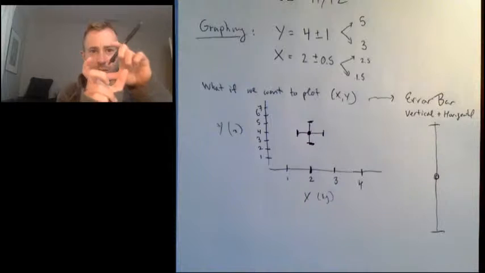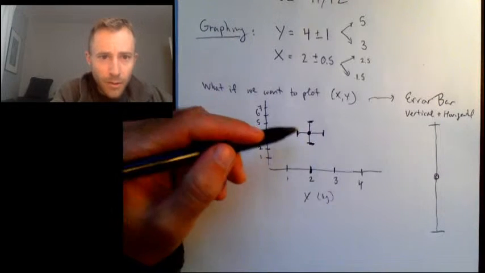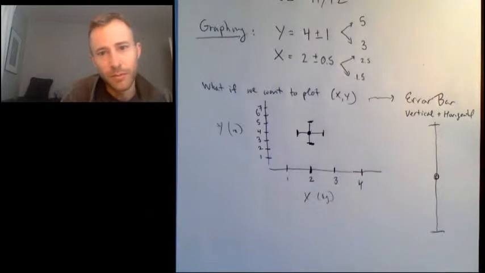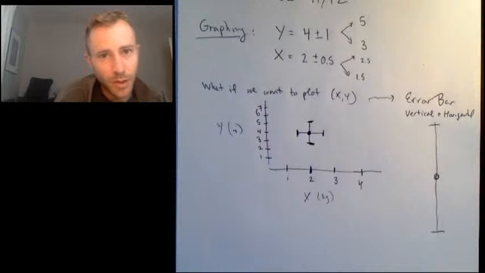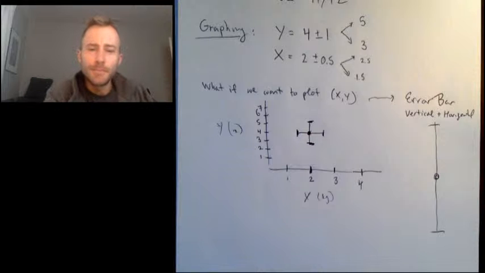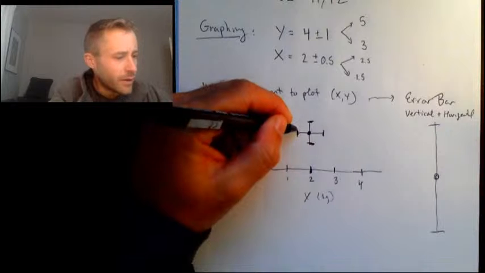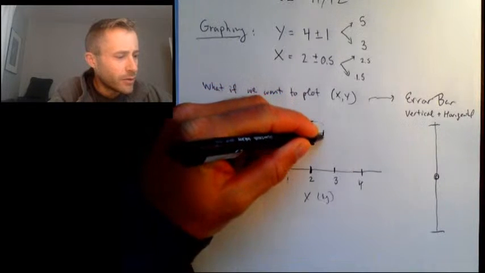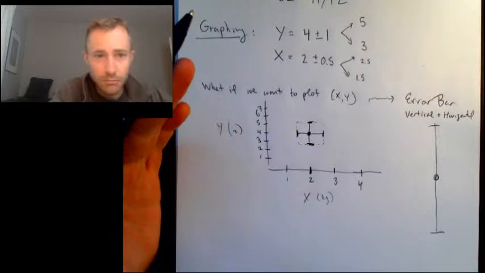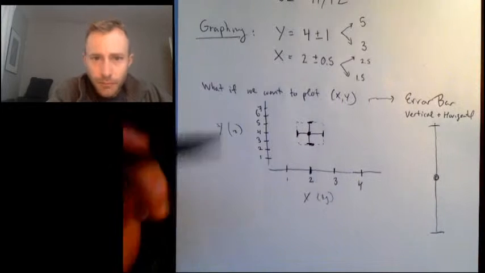So basically what I'm trying to say is don't compare the size of a horizontal error bar to a vertical error bar, because they're comparing apples and oranges. What you're doing is creating just kind of like a box. You're saying the data point is probably within this box, all right.